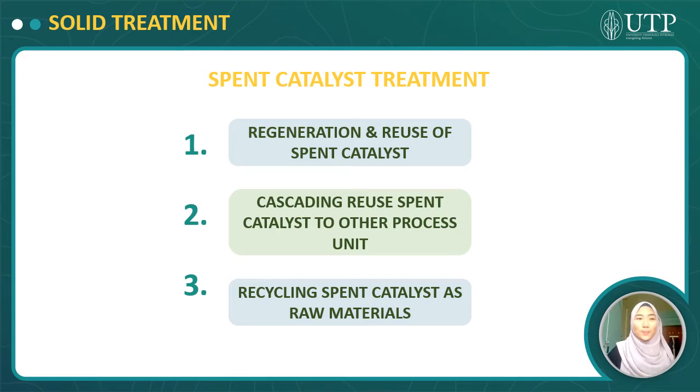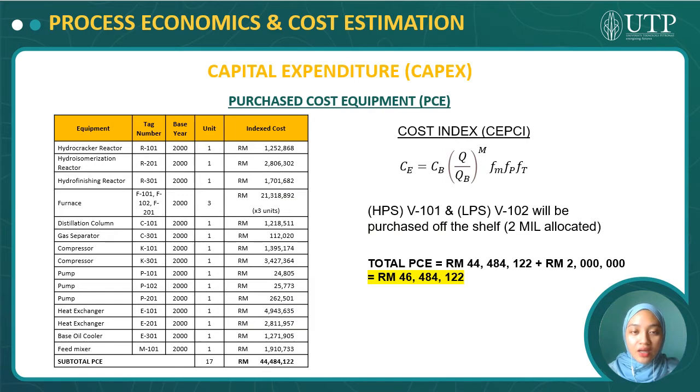Thank you. Hello, my name is Sara, and now I will continue with the CAPEX. The purchase cost of equipment, PCE, was calculated from the cost index formula, which can be referred from the Chemical Engineering Plant Cost Index. After totaling up all the equipment, the PCE was found to be 46 million ringgit.